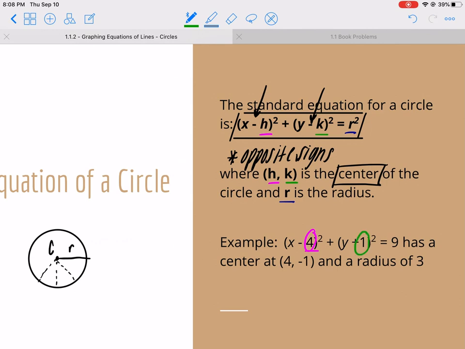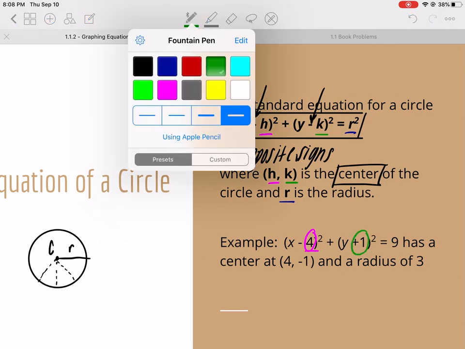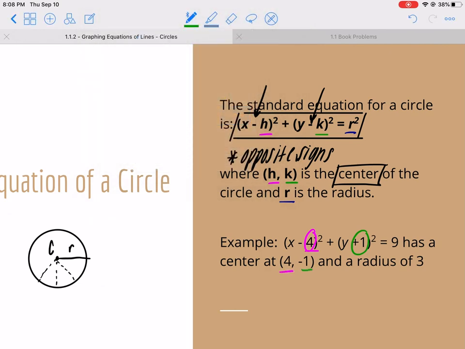And then k is not positive 1, but it's a negative 1 because it's opposite sign. Okay, so we've got h comma k is 4 comma negative 1, so that's the center, and then the radius squared is on the outside.